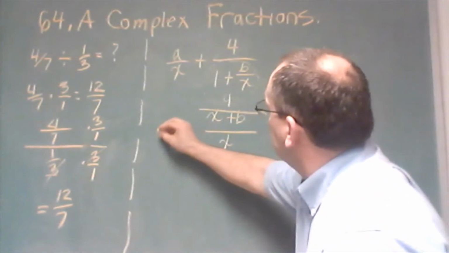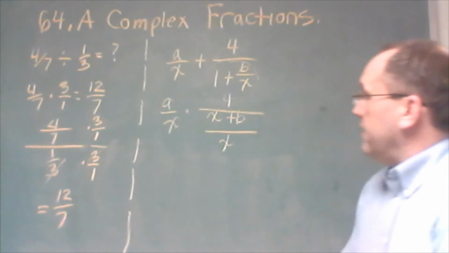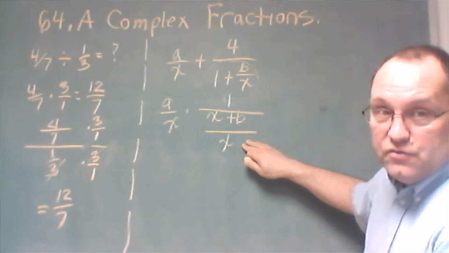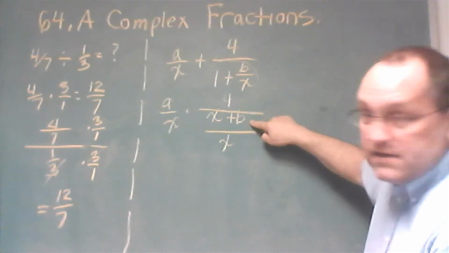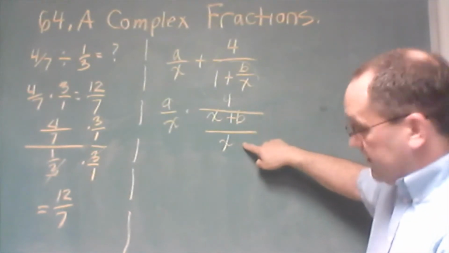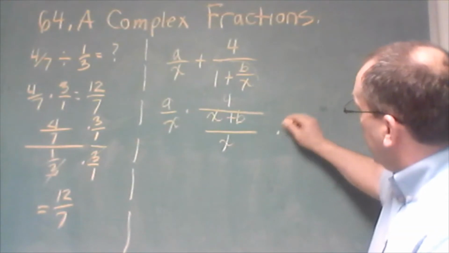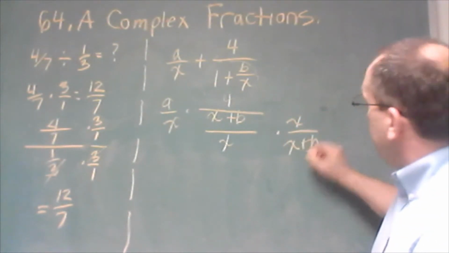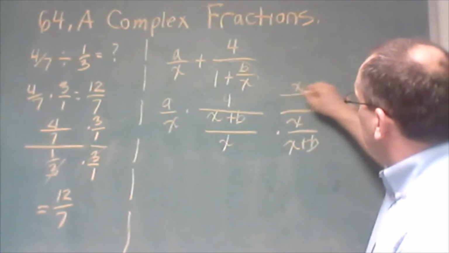We haven't done anything with the ax over here. Now that we've simplified this into a simple fraction in the denominator, we have one expression in the numerator, one in the denominator. How are we going to get rid of it? We're going to multiply it by its reciprocal. And whatever we do on the bottom, we must do on the top.